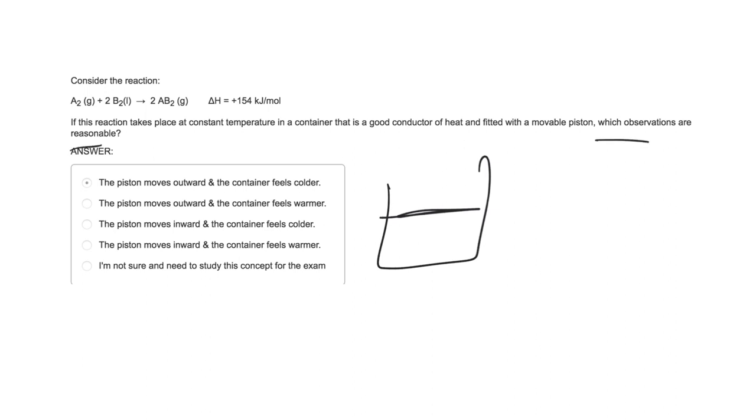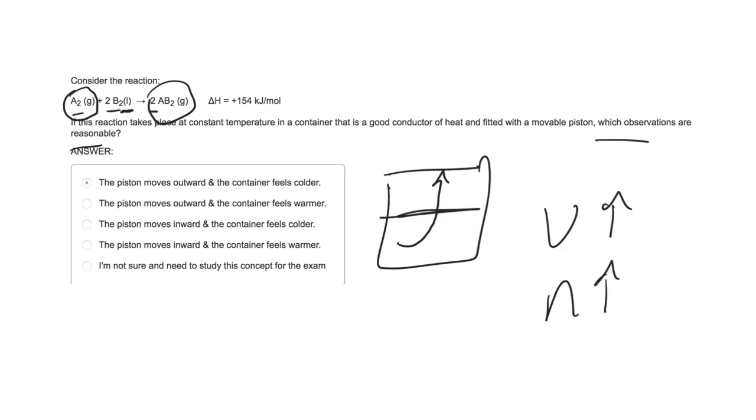So what's going on here, we're starting from 3 moles of gas, and we're forming 2 moles. We're starting from 1 mole of gas, this is a liquid, and then we're producing 2 moles of a gas. So we're increasing the moles of gas, so that's going to lead our piston to expand to keep a constant pressure. And so our volume should increase because we're creating more moles of gas during the reaction. And so the piston should move outward, and then the reaction is endothermic.